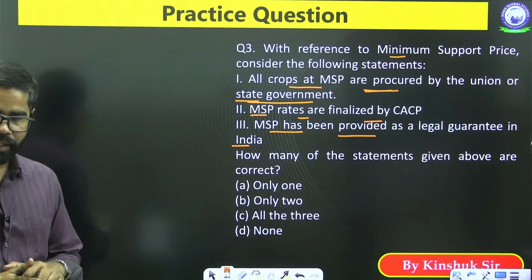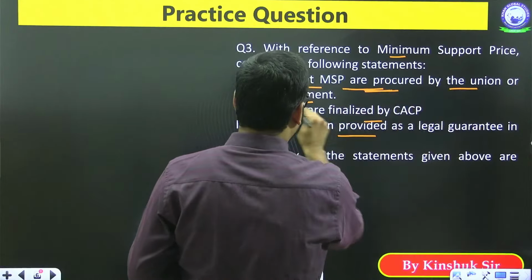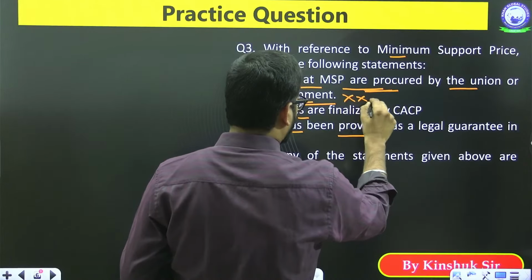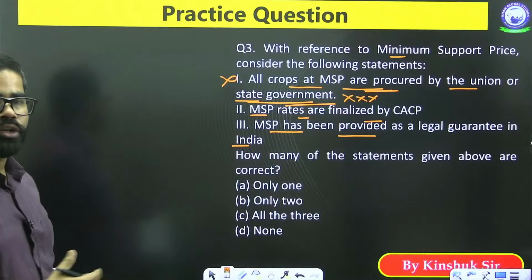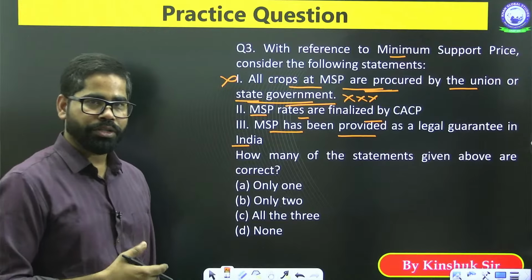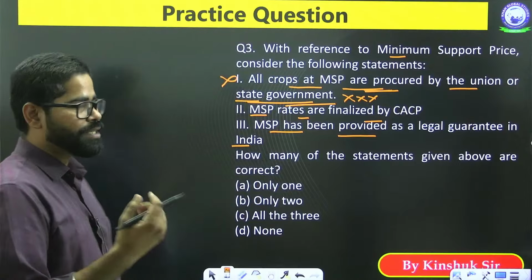So if you look at this, all crops at MSP are procured by union or state government. This is simply not possible. Only some crops are procured by the union or state government. Mostly it is wheat or paddy, not all the crops. The first option is incorrect.